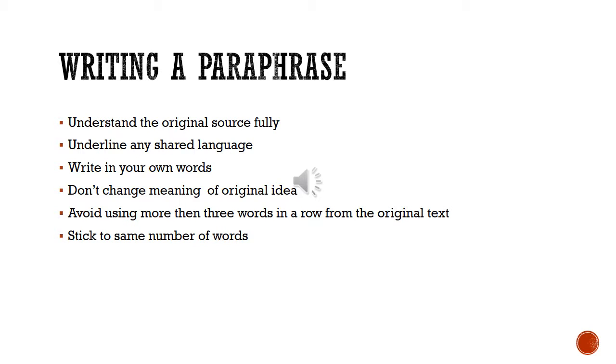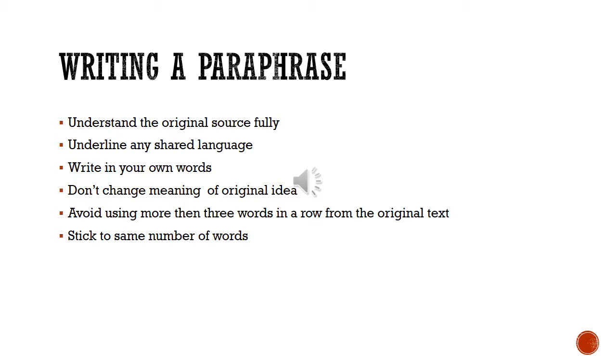Now, these are a few steps that you can take while writing a paraphrase. First thing is you need to understand the original source fully. Then you go about underlining the shared language. So you just underline the proper nouns in the original text, the common nouns, the specialized language, the dates and figures, and know for yourself that you cannot change these words.